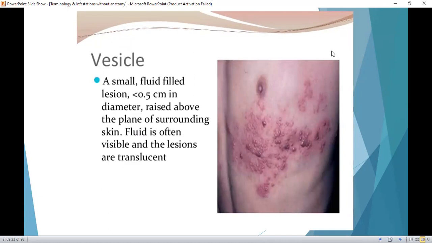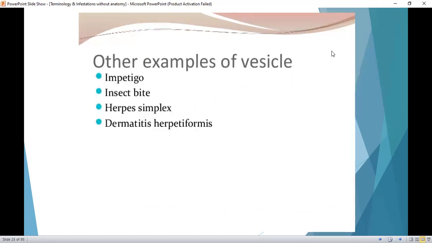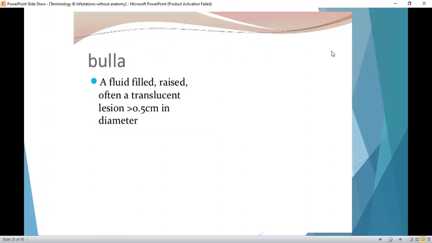less than 0.5 centimeter in diameter and raised above the plane. It has clear fluid in it, and the lesions are translucent, so you can see that fluid inside, like chickenpox and herpes zoster. Other examples are impetigo, insect bite, herpes simplex, dermatitis herpetiformis.